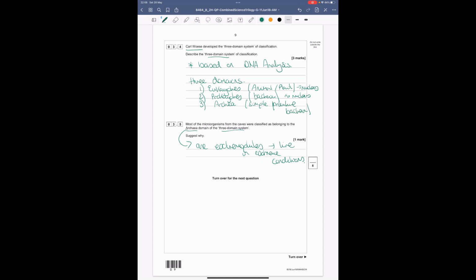And that is why they're generally classified as being quite simple, because they haven't evolved, because they've been in very, very extreme conditions.